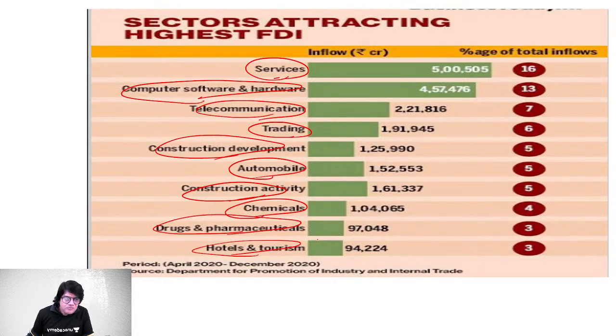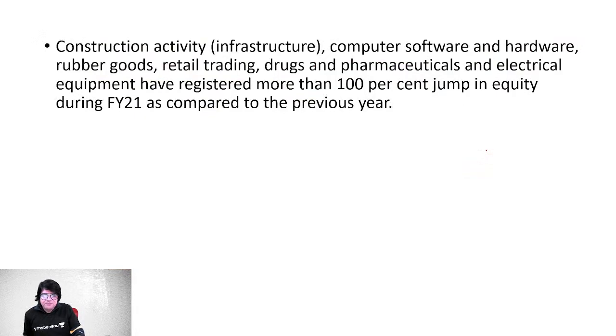So there is a whole lot of sectors in descending order, and one can see that 16%, the topmost, is coming to services basically, and computer software and hardware 13%. So these two itself, if you can remember, make up nearly 29% of the total. And telecommunications and trading, of course, with the emergence of the services sector being dominant, this is bound to happen. Then of course, we can see construction activity and computer software, hardware, and a whole lot of others.